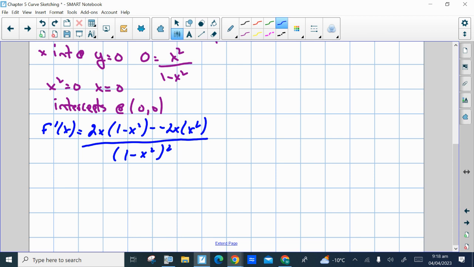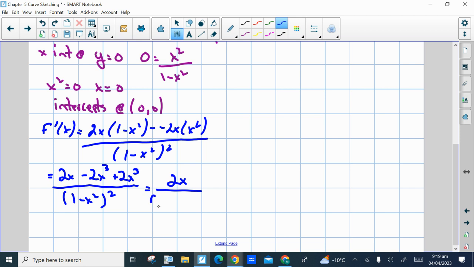And in this case, there is not a factor of 1 minus x squared in all three terms. So we cannot cancel anything. We just have to go to simplifying. So that'll be 2x minus 2x cubed plus 2x cubed. The minus minus becomes a plus positive, all over 1 minus x squared, all squared. The 2x cubes cancel, so we're left with 2x over 1 minus x squared, all squared.